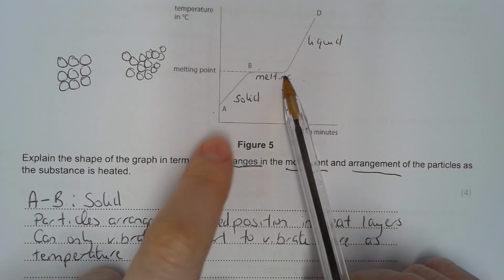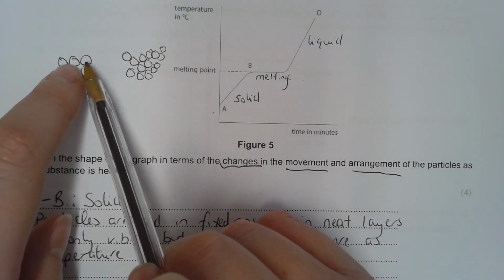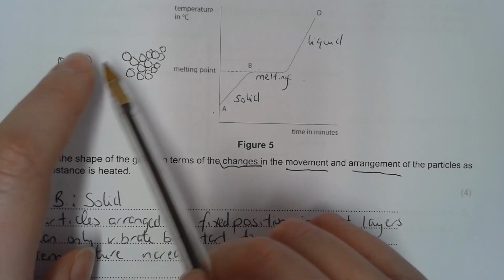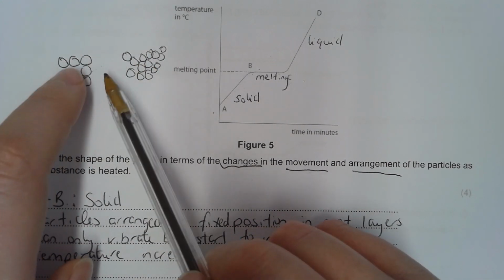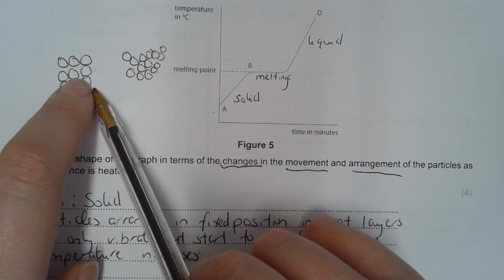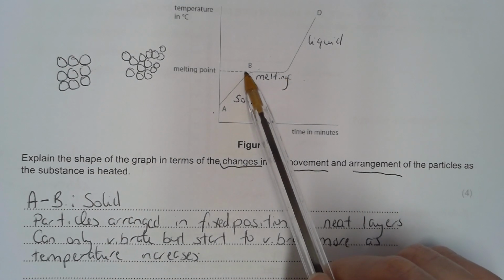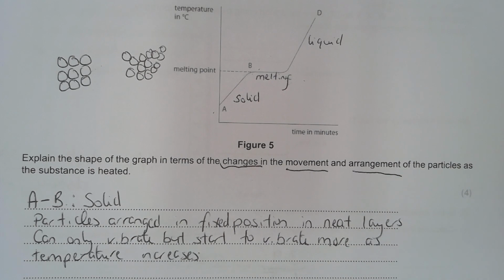But at this point, all of the heat energy that you're putting in goes towards breaking the bonds between the particles to turn it from a solid into a liquid. Because all of the heat energy is focused on breaking the bonds between the particles, the heat energy is not being used to raise the temperature of the substance, and the temperature remains constant at that time. So you are still heating it, it's just not getting hotter because that heat energy is used to separate particles.